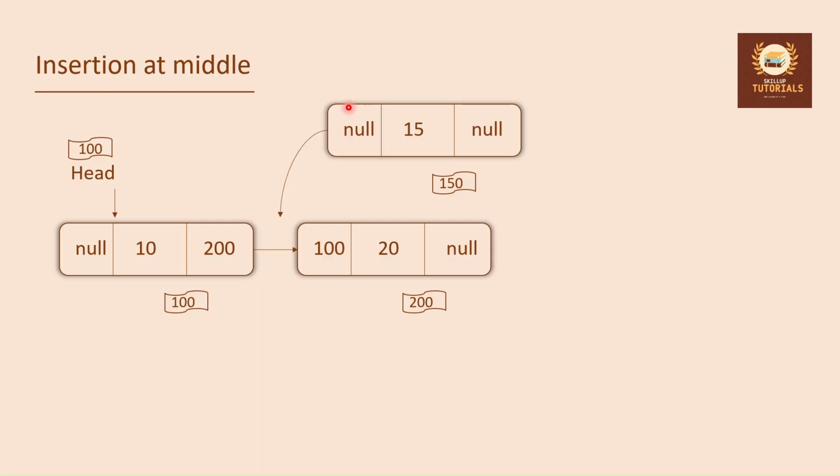We are inserting this in here. Then this value should be changed to 150 because this node will be placed here and this next should be 150. And also if it is placed here, then this node's previous value should also be 150. And when we are placing this here, this previous node should be 200 and next node should be 200.